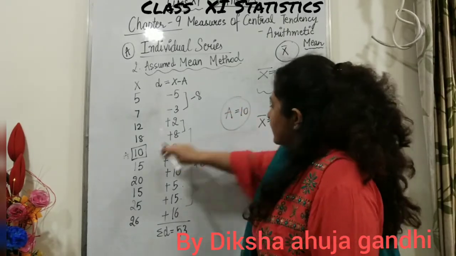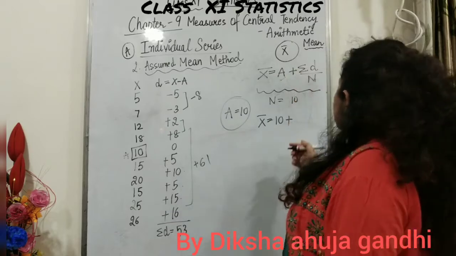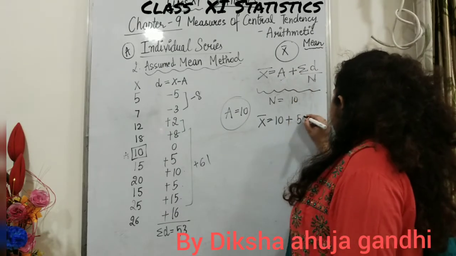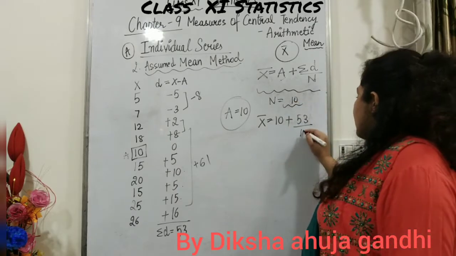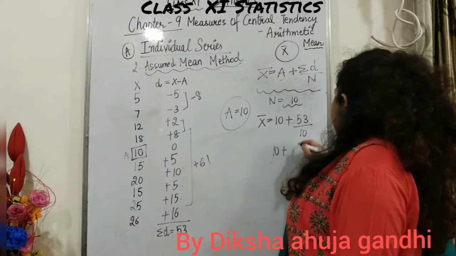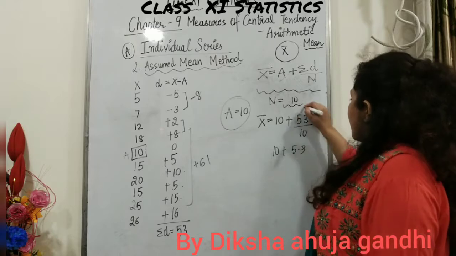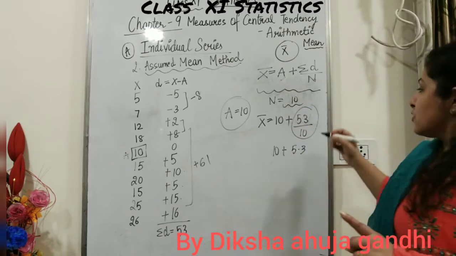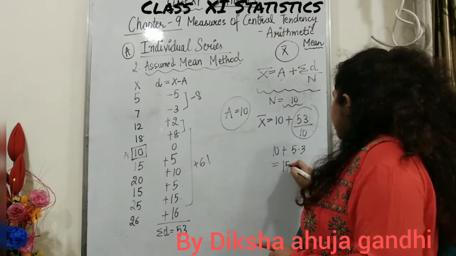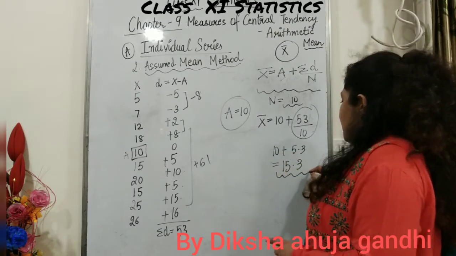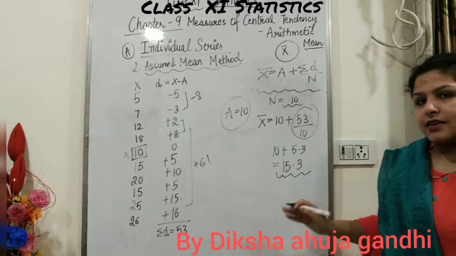Right? So let's put it in the formula: 10 plus, 10 is our assumed mean. We have chosen 10 as the assumed mean. So 10 plus summation D, which is 53, divided by the number of observations, also 10. So 10 plus 5.3. First solve the decimal. Always remember, solve this division part first and then add. So 15.3, similar to the direct method. So yes, we can say our answer is correct.